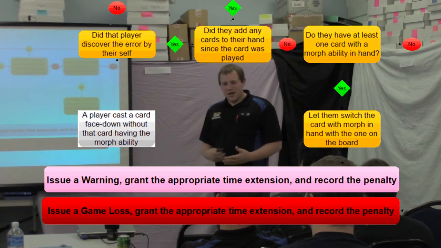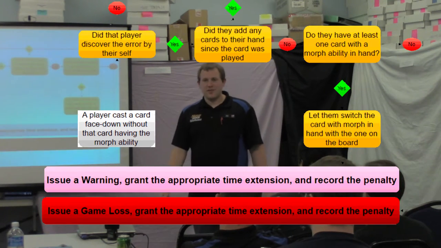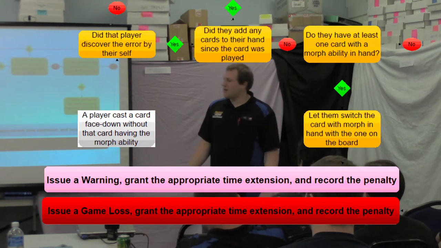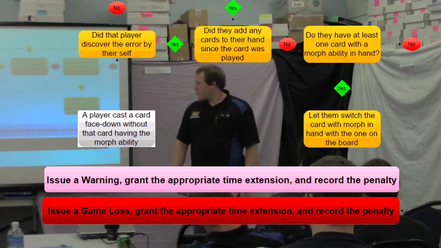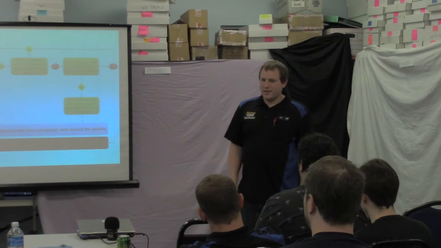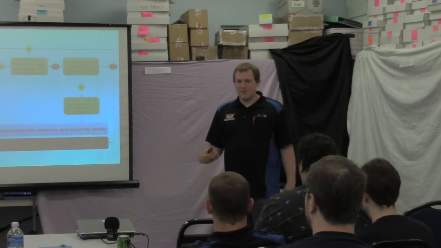So if they have just lands and spells with no morph ability, and they also have something on the field face down that they cast with no morph ability, it's going to be a game loss. With the time extension, we're going to record the penalty. So there is, in fact, just one route to a warning with the morph. Fortunately, that's usually the most common one.